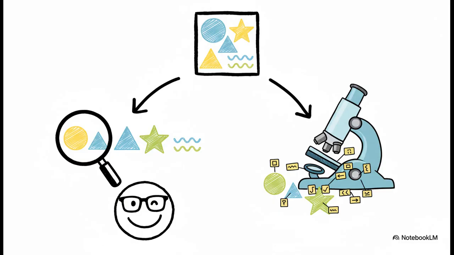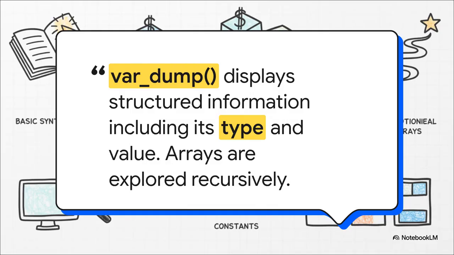But what if you need to really look inside a variable, especially something complex like an array? That's where these two come in. print_r is great for getting a clean, human-readable summary. But var_dump is like the crime scene investigator. It gives you everything. The data type, the size, the value. It's incredibly detailed and your go-to for serious debugging.